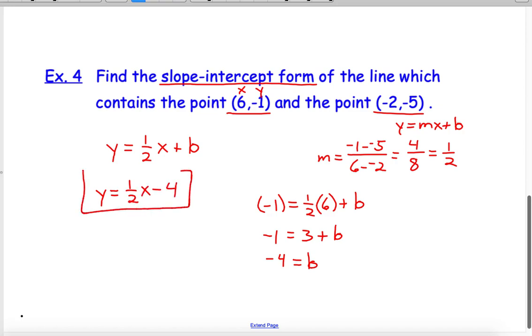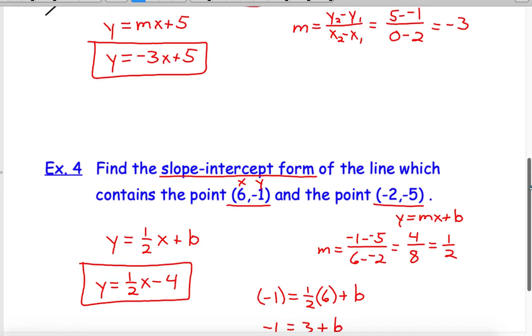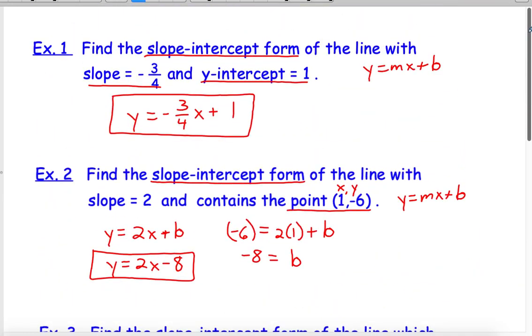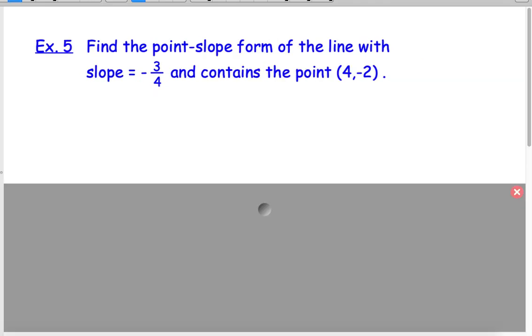If you write plus negative 4, that's fine as well. And that's it. So just to show you, you start off with the simple idea, slope-intercept form, m and b, and then there's always going to be enough information in the problem to help you figure out m and figure out b if they don't give it to you directly. Let's look at 2 more examples.